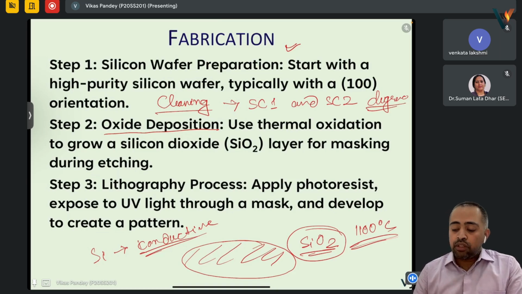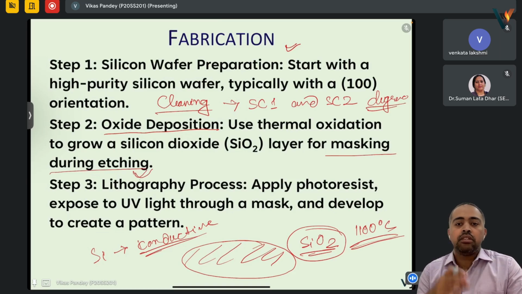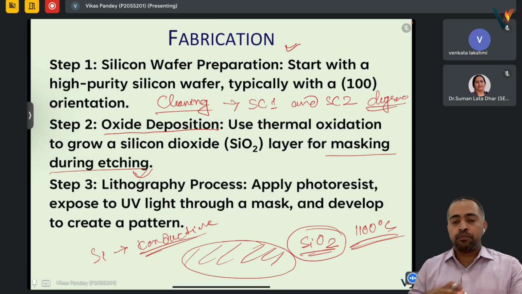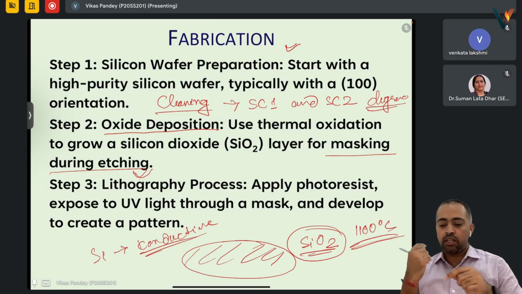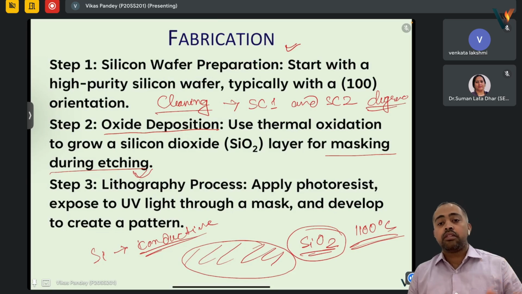So this will work as a masking layer for etching. We have even discussed that for etching, there can be different masking layers like SiO2 and silicon nitride. So it has two purposes. One is it can be used as an insulator to put our resistances over it, so that the conductivity will not be through the silicon but through our piezoresistors only. The second purpose is to use it as a masking layer to make these membranes.